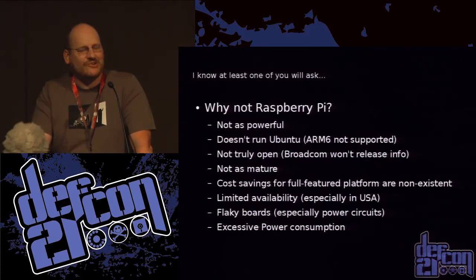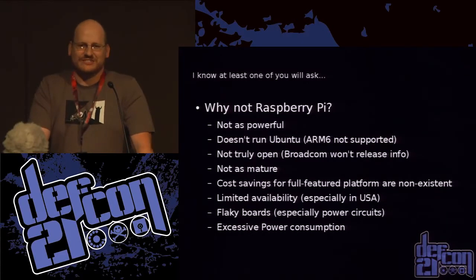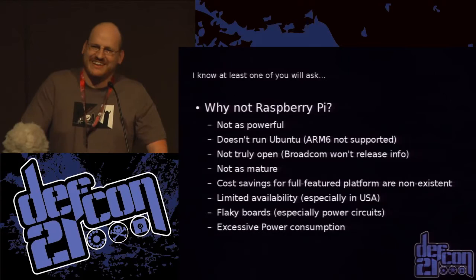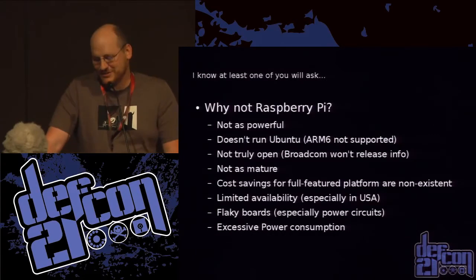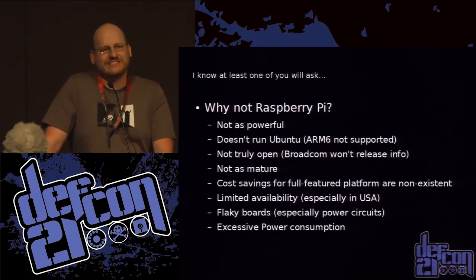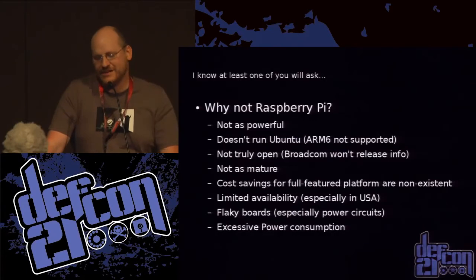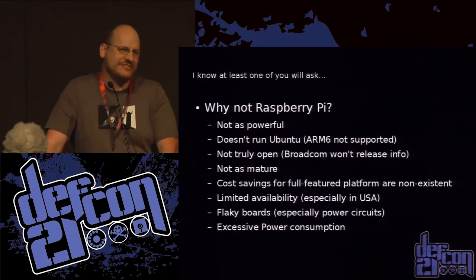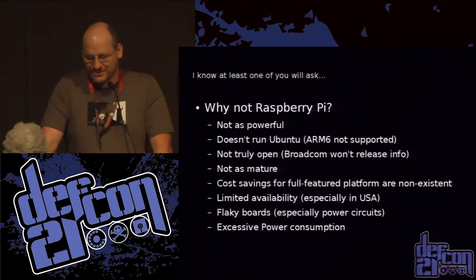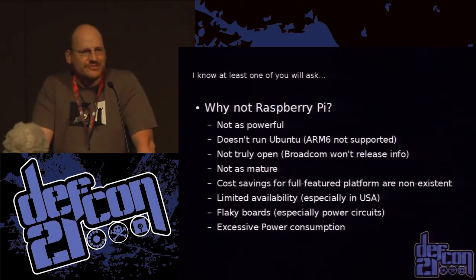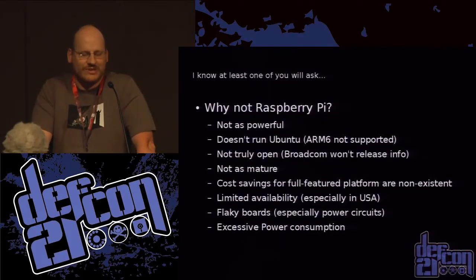All right. I know at least somebody is going to say, why didn't you use the Pi? Well, here's why I didn't use the Pi. The Pi is not nearly as powerful. It doesn't run Ubuntu. It's got some ancient ARM architecture that nobody supports, including Canonical. It's not as mature in terms of the platform. The BeagleBone, the original one, has been out longer than the Pi. And there's no real cost savings, if any.